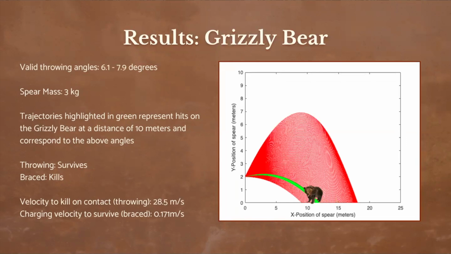The range of angles that was valid for hitting the grizzly bear was between 6.1 and 7.9 degrees for the same set of conditions as with the mammoth. Similarly to the mammoth, reasonable throwing speeds do not result in the death of the grizzly bear, and any velocity above 0.171 meters per second results in death upon contact with the brace spear.